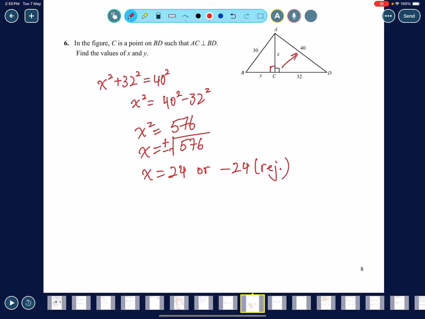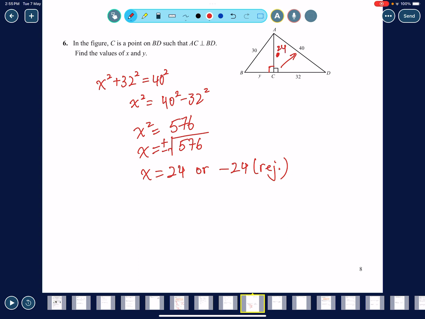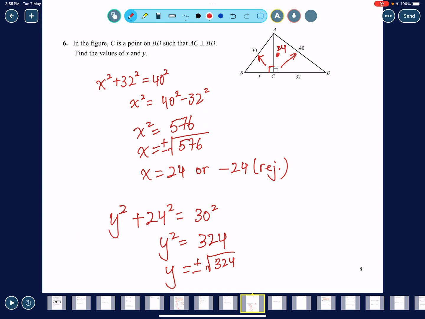And then we know this is 24 now. Now we focus on the other triangle, right? So y is now hypotenuse. Hypotenuse 30. Y squared plus 24 squared equals to 30 squared. I'm going to skip steps. I'm going to calculate all at once. Minus 24 squared, 324. Y equals to, this is probably 18. I guess 18. Plus or minus square root of 324. Please be 18. Yes, 18. There we go. 18 or negative 18. Reject.